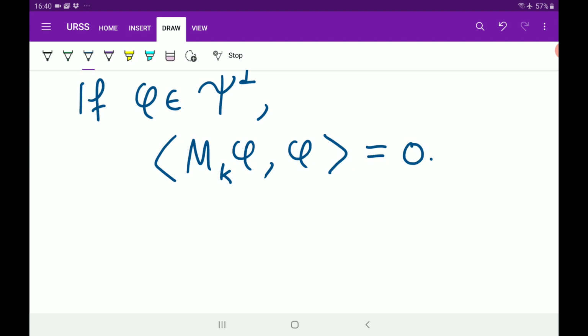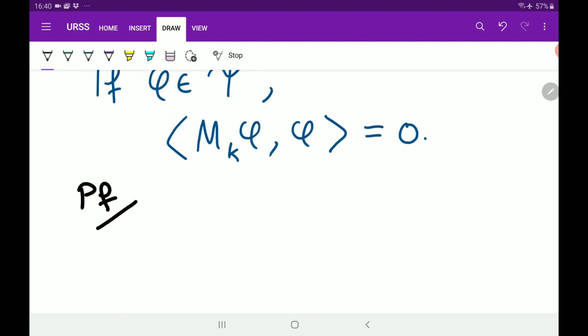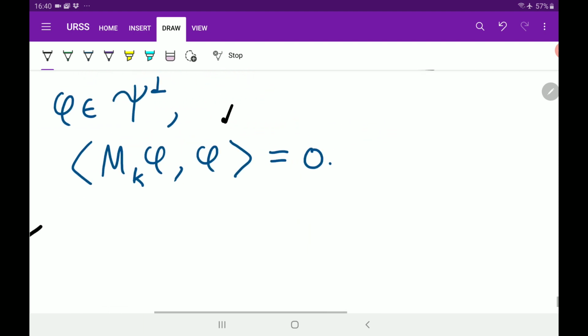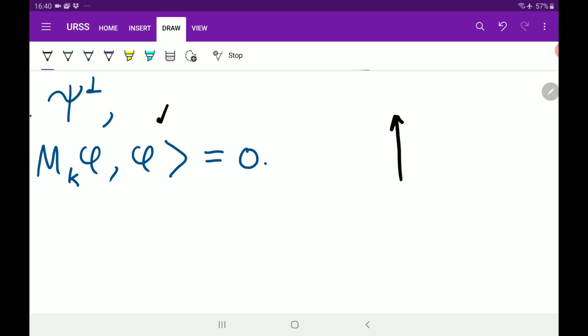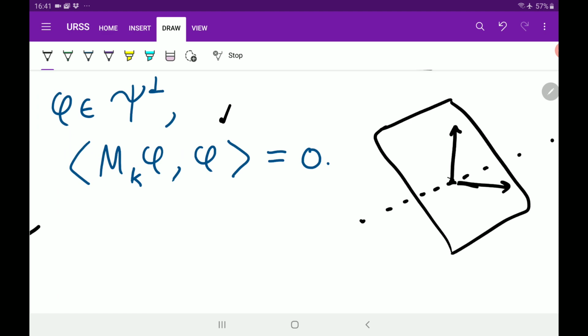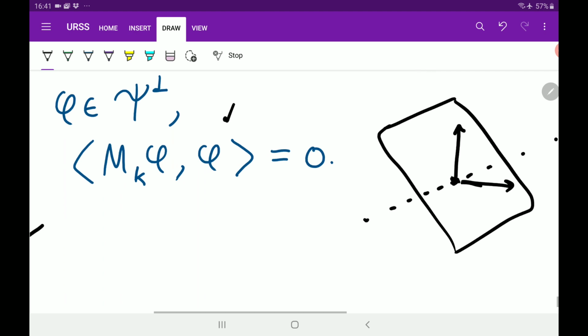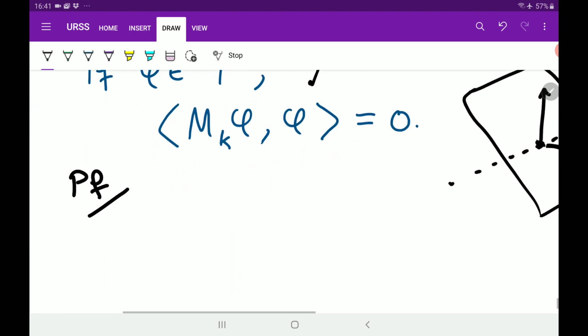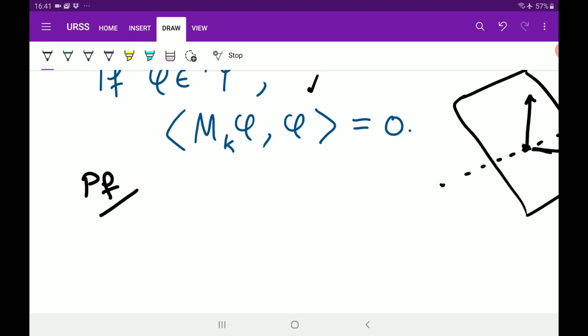So what's the proof of this? By the way, this has the interpretation that if I have a vector phi that's in the orthogonal complement of psi, maybe in this plane right here, then it's going to go to a vector that's perpendicular to it. And in fact, we're going to show that the vector it goes to will be the 0 vector. 0 is orthogonal to every vector.